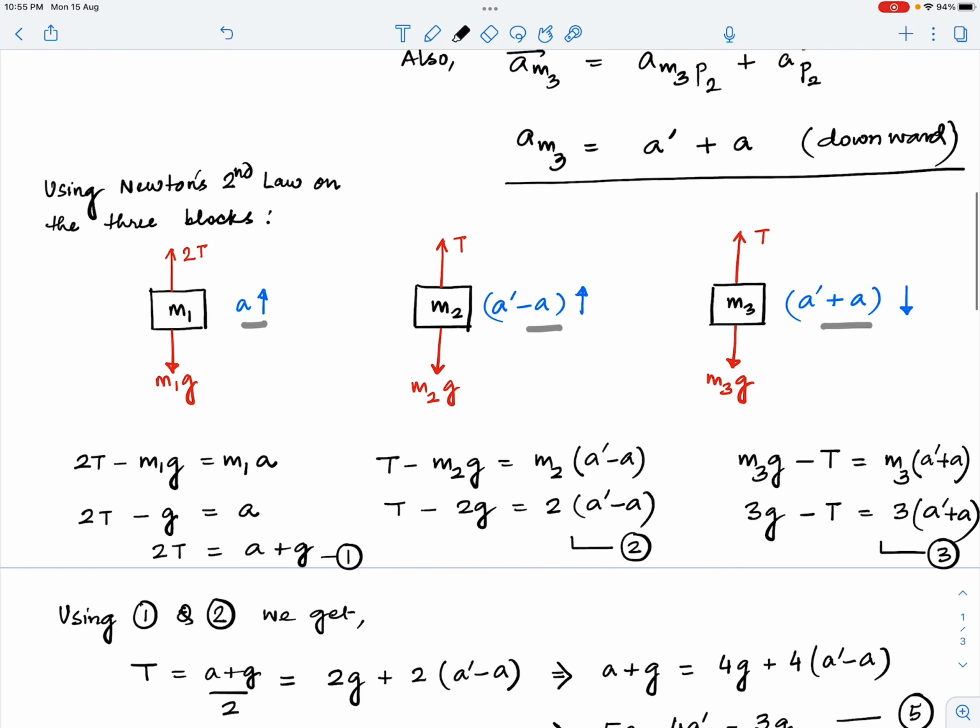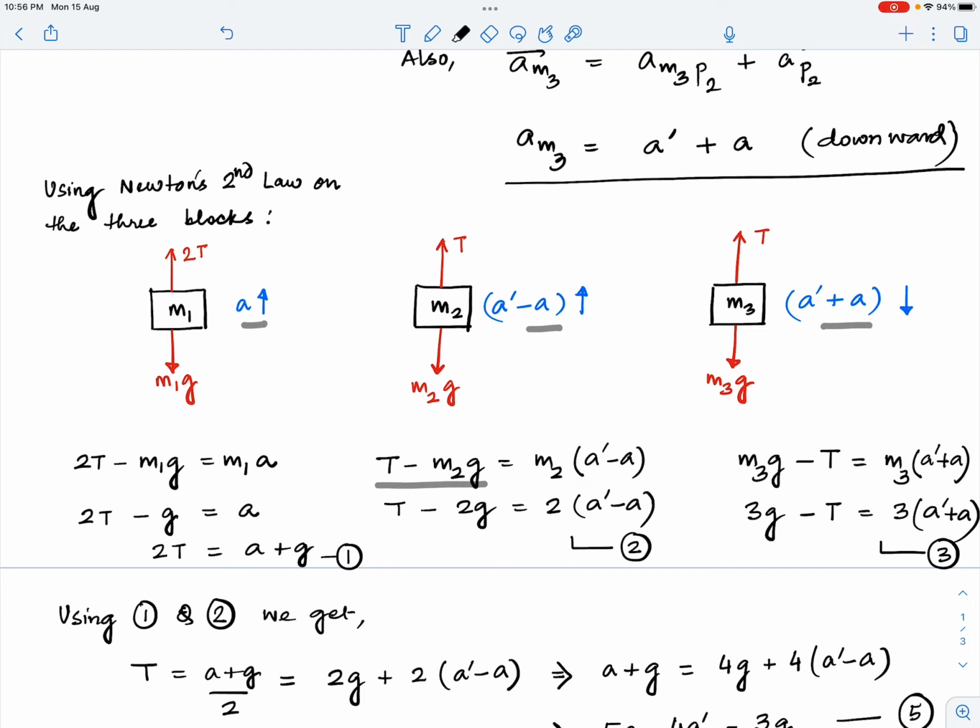Now, we are going to write Newton's second law for all the 3 blocks. So, for the first block, since the acceleration is upward, we will write net upward force is equal to mass into acceleration for the block M1, which will give us 2T minus M1G is equal to M1A. For the second block, again the acceleration is in the upward direction. So, we will have net upward force, which this time will be T minus M2G, and it comes out to be M2 into A dash minus A, which is the acceleration in the upward direction.